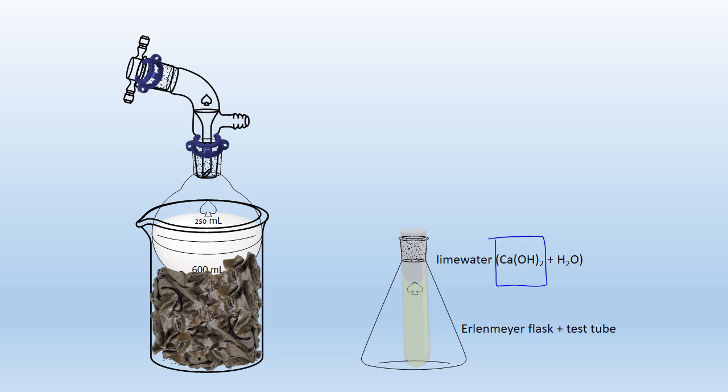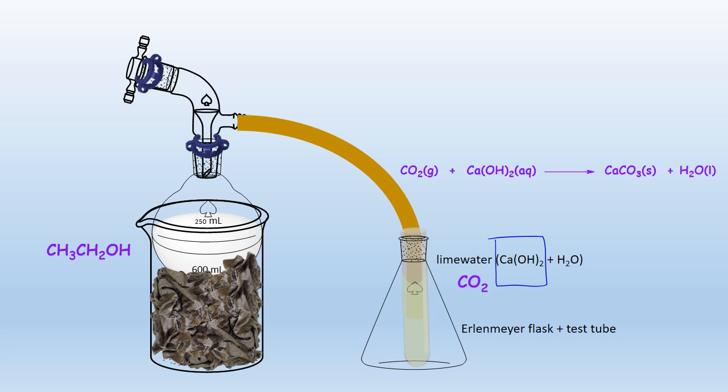Then you're going to take a piece of tubing and connect the vacuum tube adapter to this test tube with lime water in it. And you do need to make sure that the tubing goes all the way down into the lime water. As the fermentation progresses, the ethanol will be forming over there in the round bottom flask. And the byproduct CO2 is going to be traveling through the tubing and down into the lime water. The reaction that's going to take place in the lime water will be the carbon dioxide reacting with the calcium hydroxide, and this will give an insoluble solid that you should see precipitating out over time.